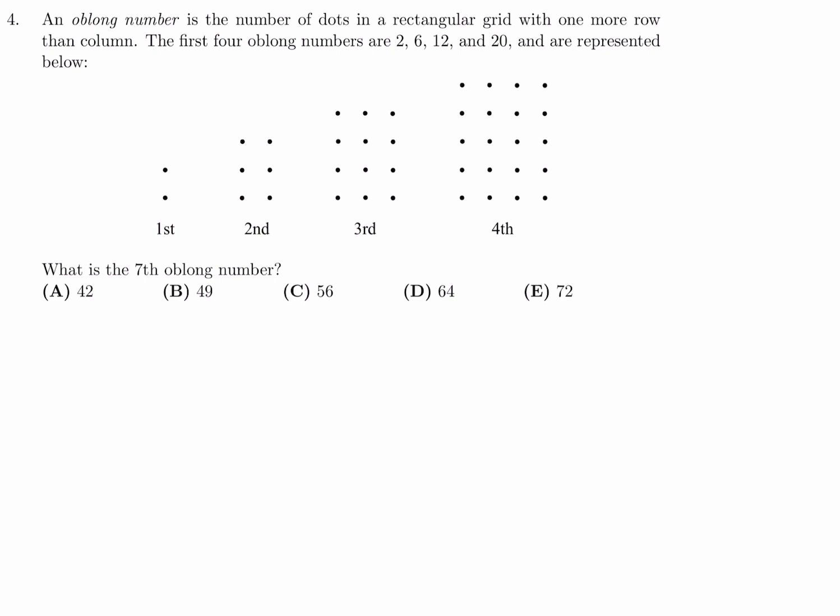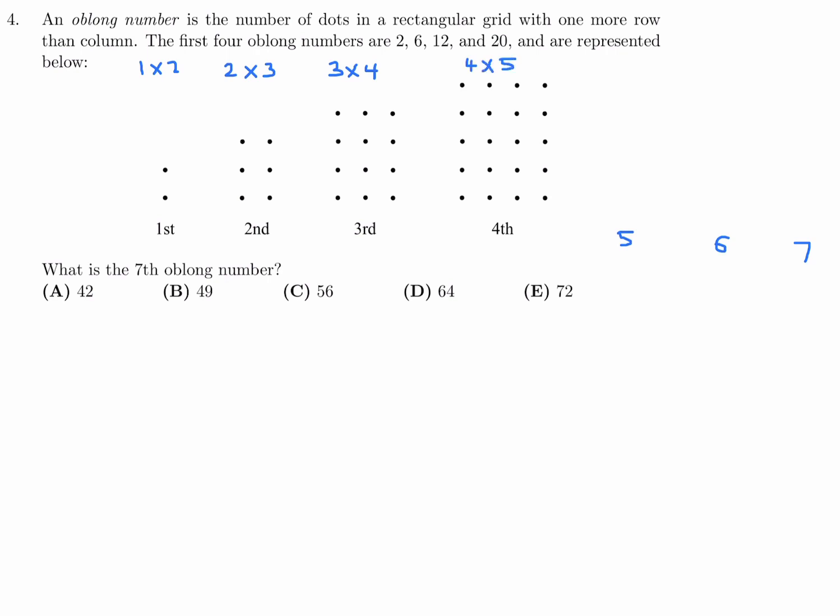An oblong number is the number of dots in a rectangular grid with one more row than column. The first 4 oblong numbers are 2, 6, 12, and 20, and are represented below. What is the 7th oblong number? All right, I'm not going to draw out the dots. I'm just going to draw out the dimensions. So the first one, the dimensions are 1 by 2. The second one, the dimensions are 2 by 3. Third one, 3 by 4. Fourth one, 4 by 5.